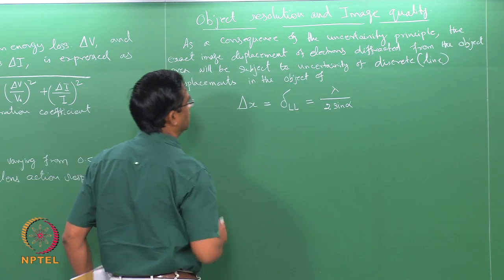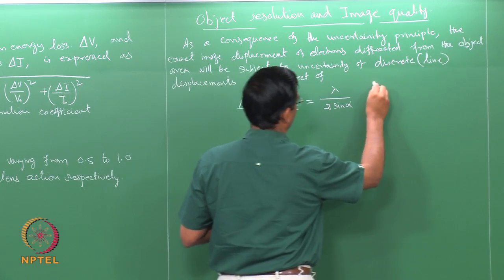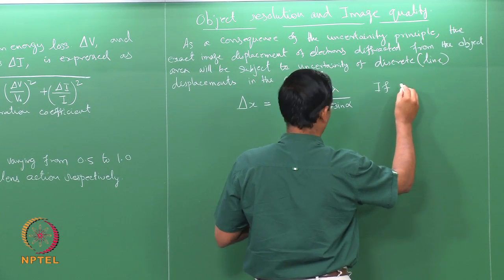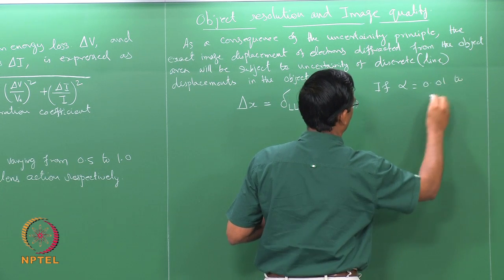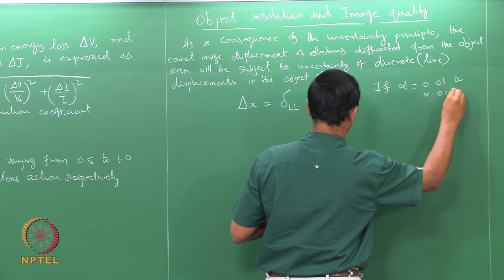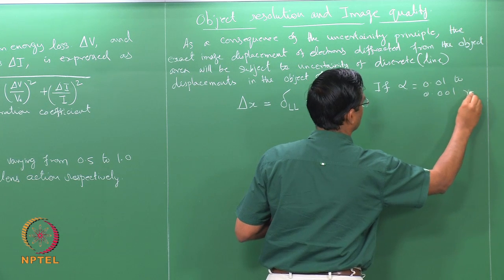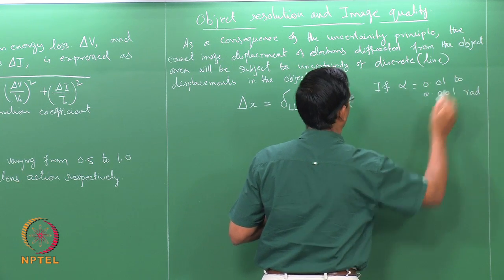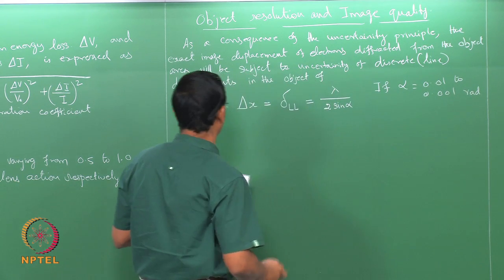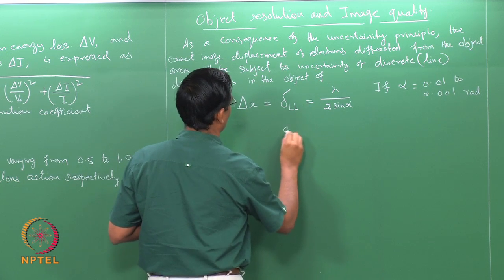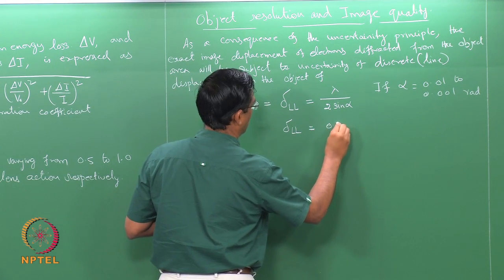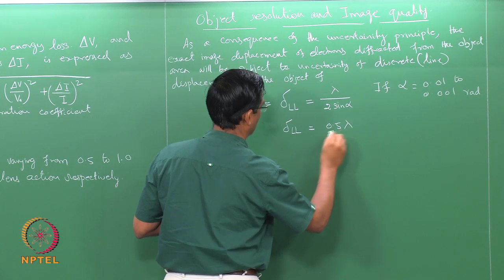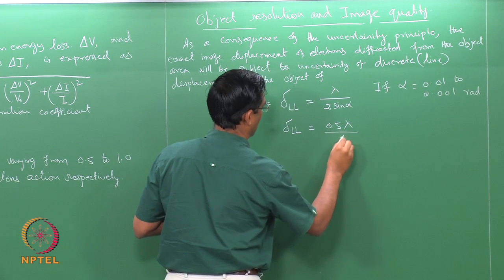So, if alpha is 0.001 radian, then we can write delta LL is 0.5 lambda divided by alpha.